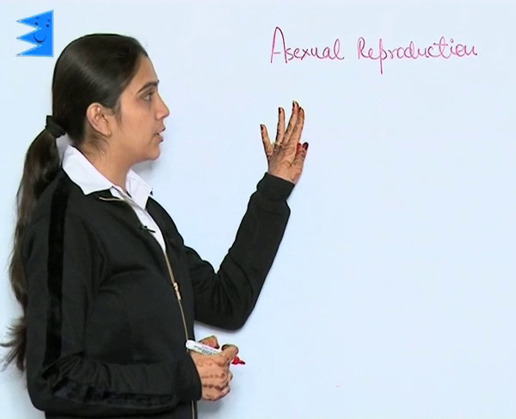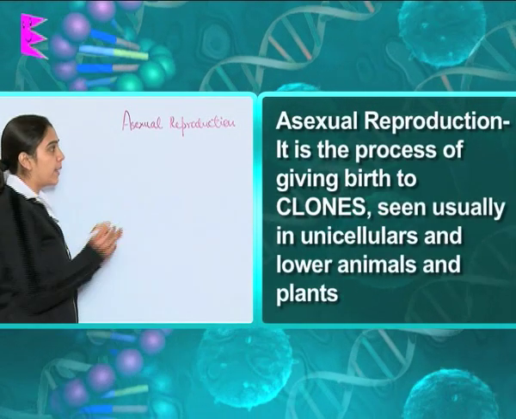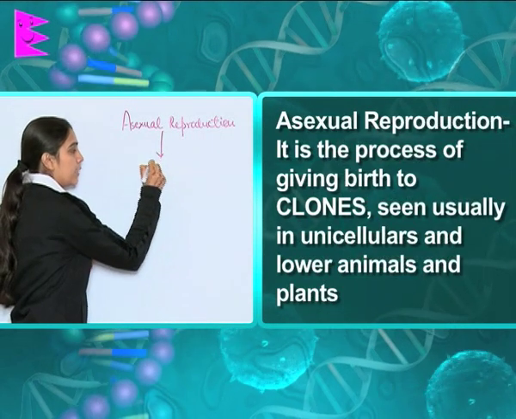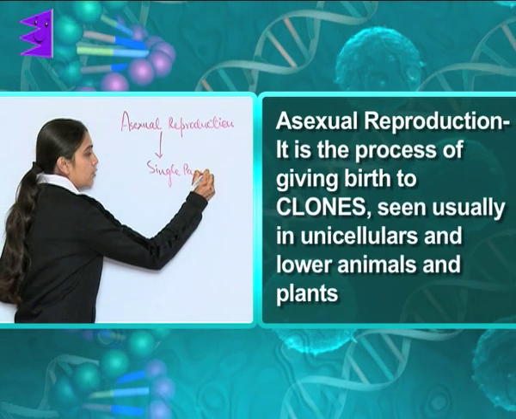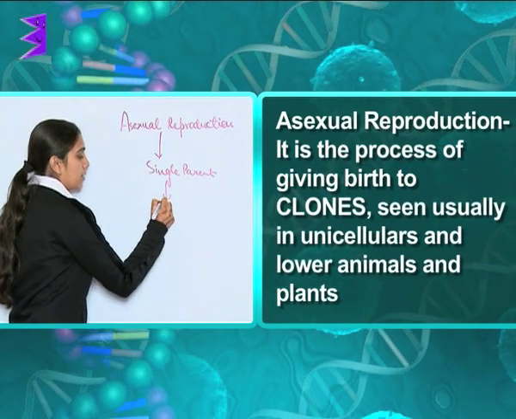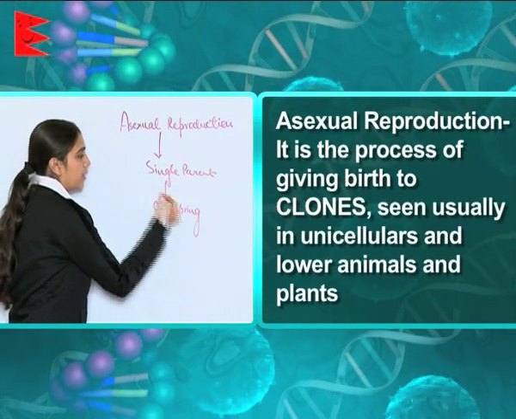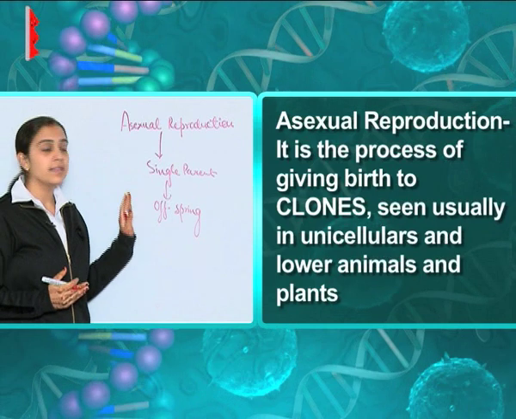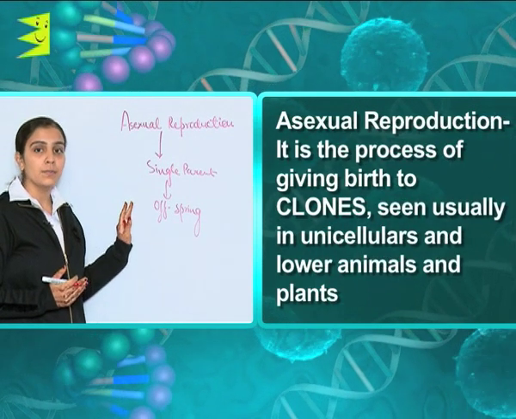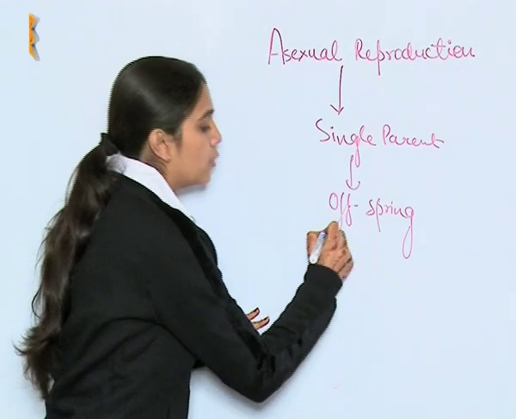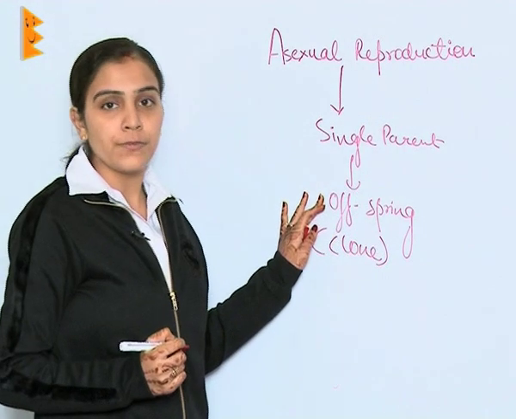Asexual reproduction. This is the process of reproduction which involves a single parent. The single parent is responsible for giving birth to the offspring. Thus, the offspring so generated from the single parent is exactly a copy of the parent, both genetically as well as morphologically. That's why we use the term clone to describe these types of offspring.